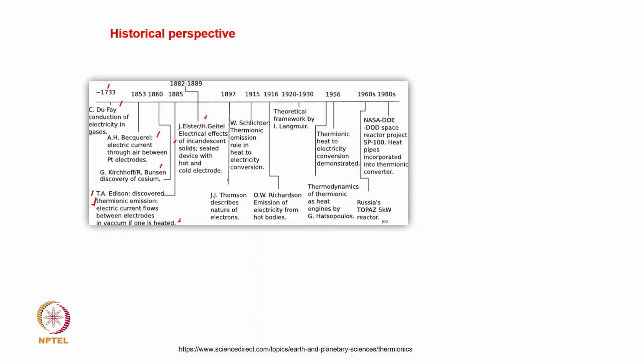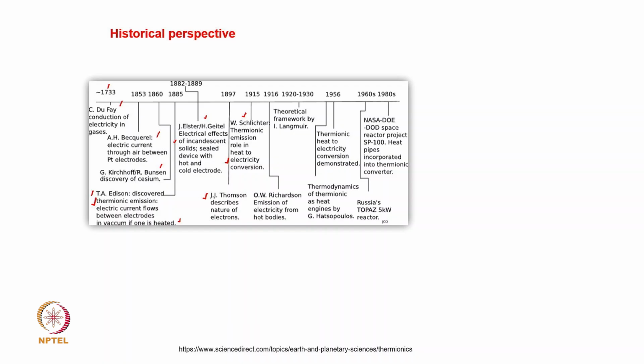And then again, there was a breakthrough in 1897, as I mentioned, that Sir J. J. Thomson described the nature of the electron. It was a fundamental experimental study. Then another breakthrough came in 1915, where Schlichter actually used this thermionic emission properly and showed how electricity can be generated with this process, or the energy can be generated through this process.